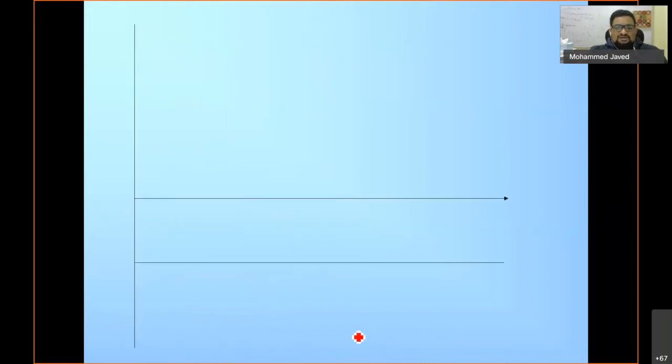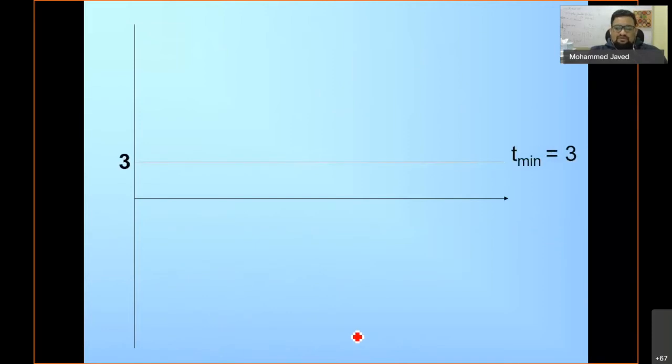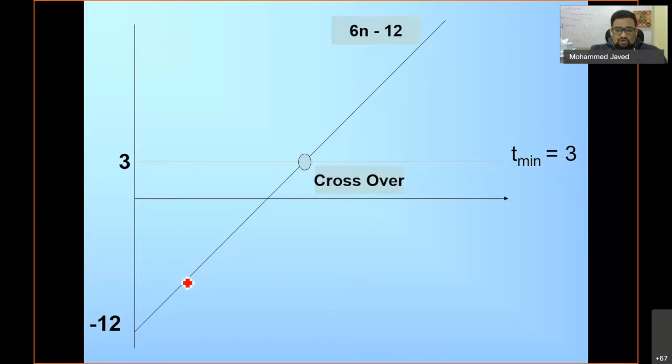So now let us see the time complexity. T minimum for this algorithm is equal to 3, and in case of the previous algorithm, 6n minus 2 was the version number 1 algorithm, and we had the crossover point. Now you see the time complexity with version 2: 2.5 n minus 4.5.